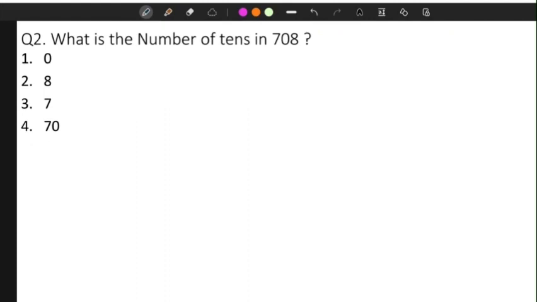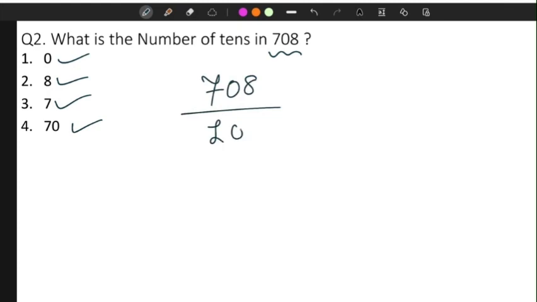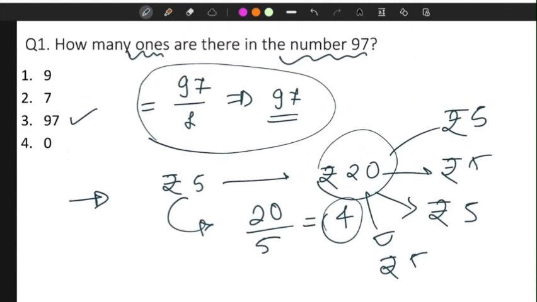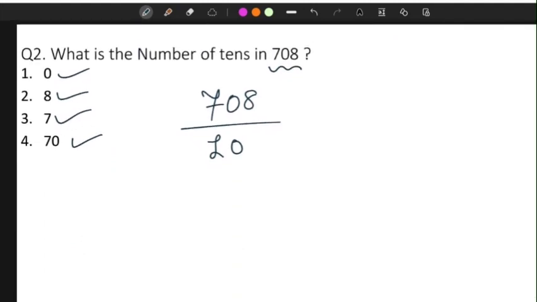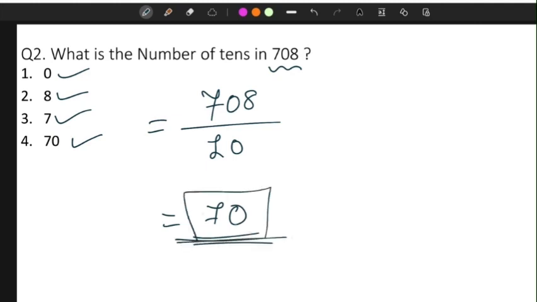The next question is, how many tens are there in the given number 708? Option A is 0, option B is 8, option C is 7, and option D is 70. To calculate tens in any given number, simply divide that number by 10. In case of ones, we divided by 1; in case of tens, we divide by 10. So the answer will be 70. You might be confused now, ma'am, why is the answer 70?